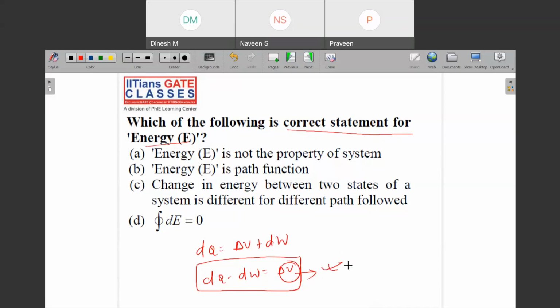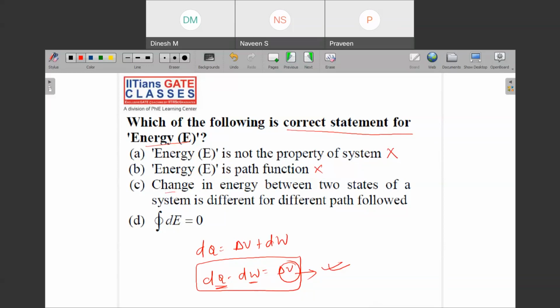So it becomes a point function. Why? Because this is the difference of two path functions. So this is a point function, and point functions are properties. So if it says that energy is not the property of the system, then it is a wrong statement. Why? Because energy is a point function, and we have seen that point functions were properties. Okay, energy is a path function: this we have seen is not true.